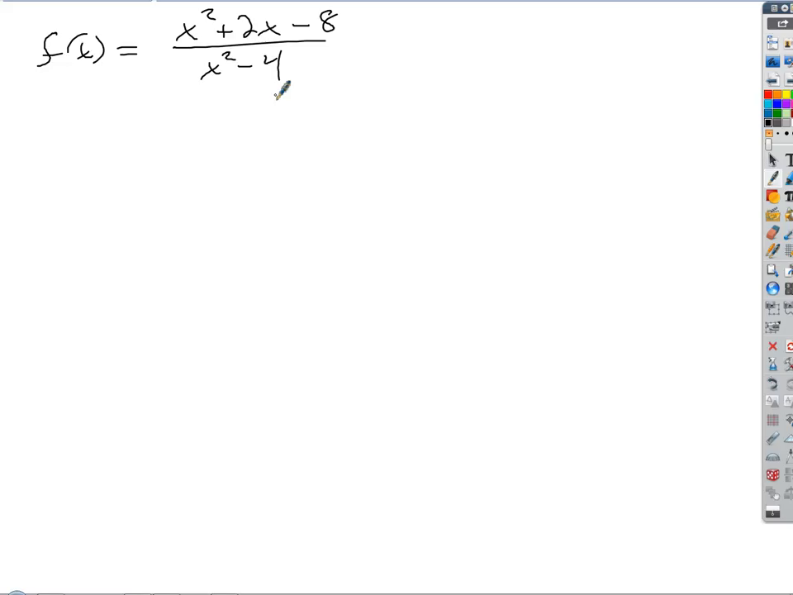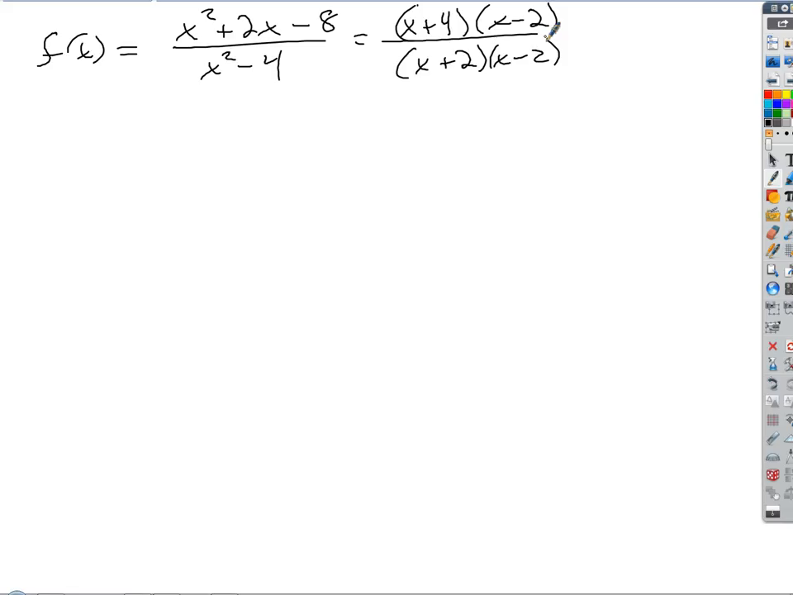Is anybody able to rewrite that in a way that's probably helpful? Back to the bottom, x plus 2, x minus 2. So the bottom in factored form is x plus 2, x minus 2. What about the top? Okay, so then somebody tell me, at what value of x do we have a hole in the function?